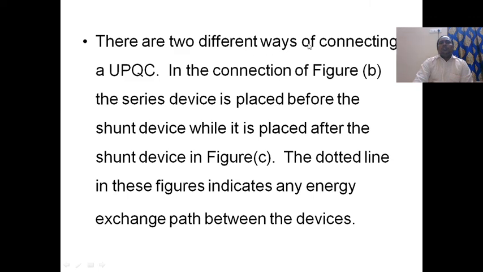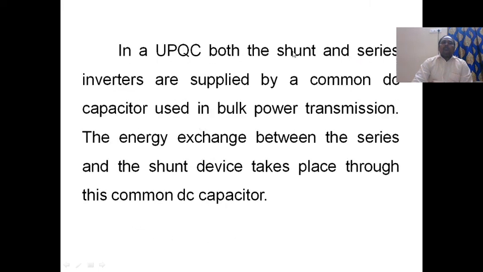There are two different ways of connecting a UPQC. In the connection of figure B, the series device is placed before the shunt device, while it is placed after the shunt device in figure C. The dotted line in these figures indicates any energy exchange path between the devices. In a UPQC, both the shunt and series inverters are supplied from a common DC capacitor. The energy exchange between the series and shunt devices takes place through the common DC capacitor. This is the working of UPQC.